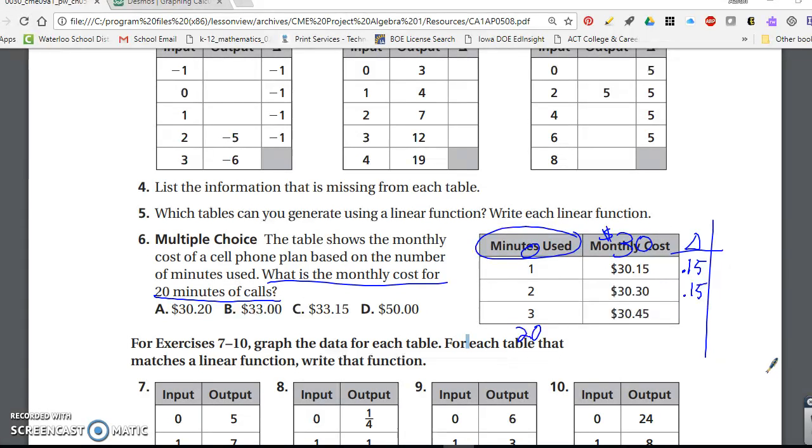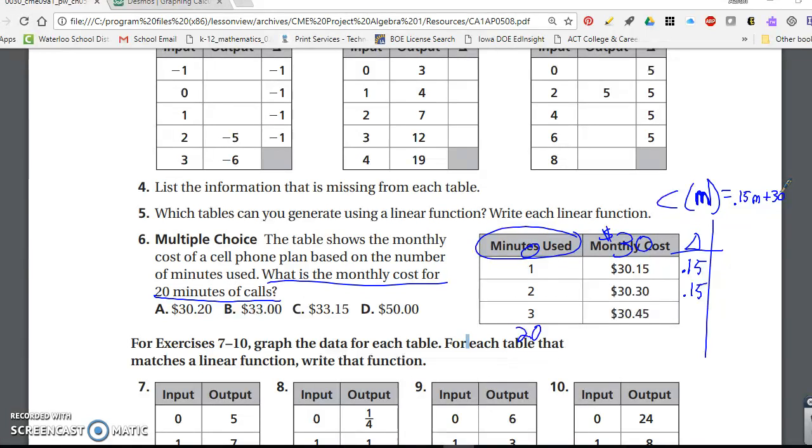Okay, so let's write an equation for that. Let's do C of M. All right, so why did I use C of M instead of F of X? Well, this problem just has a little bit more meaning to it. So the cost is a function of the number of minutes. I just named my function cost, or I used C, and then M for the number of minutes. And it's going to be 0.15, so 15 cents times the number of minutes plus 30.